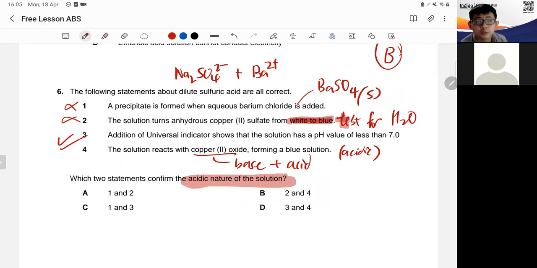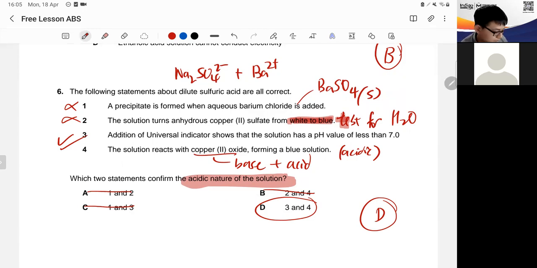Because actually very few things react with bases. Acids are one of them. So the answer is D. If you are not very convinced, like 4 is a bit strange, what does that even mean? All you need to do is eliminate 1 and 2, and you can get an answer already, because 1 and 2 are all wrong.